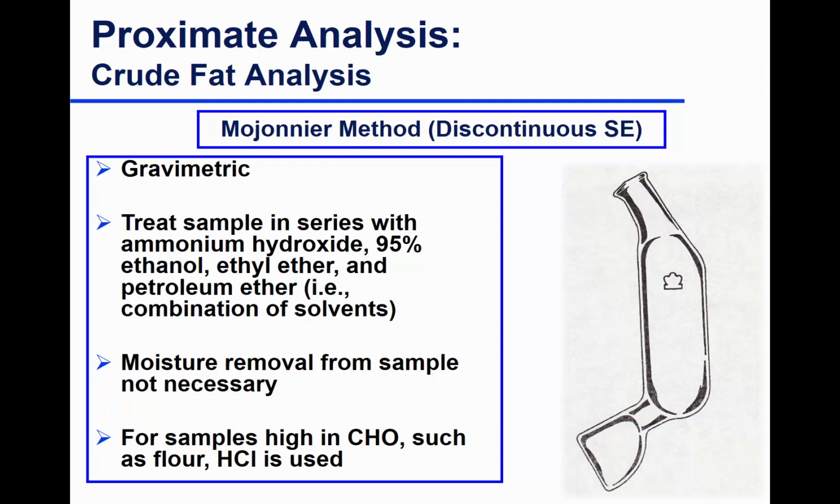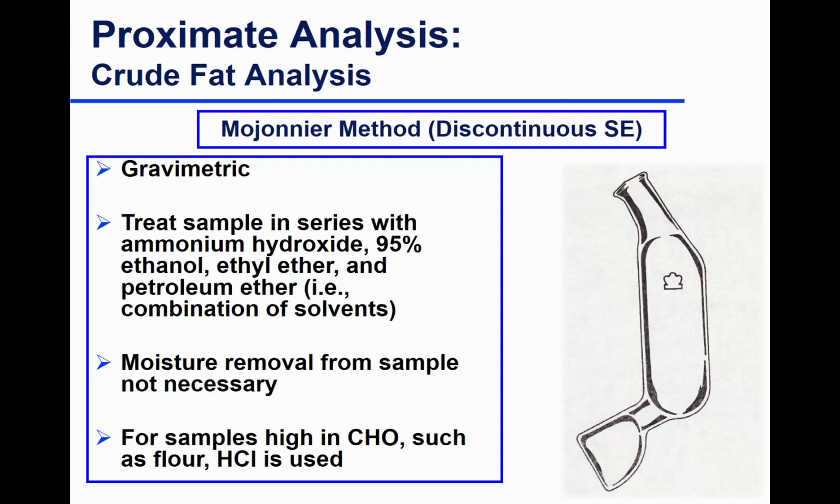Mojonnier, you've done that in the lab. It's also gravimetric, that means you take the weight of the fat. So you have a series of sample preparation steps, use the unique Mojonnier flask, you weigh in your sample, and then you add, depending on the composition of the sample. So if it's high in carbohydrate, or high in carbohydrate and protein, and fat is low, you should use HCl to digest the protein, and HCl to digest the carbohydrate, as well as the protein to release the fat for the solvent.